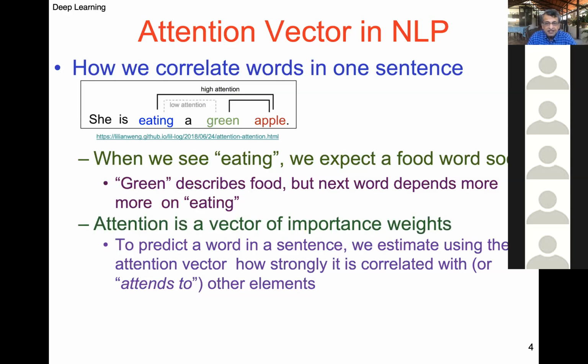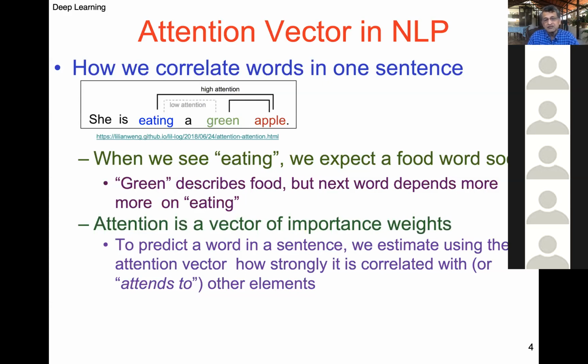So there is a certain degree of importance given between green and apple. We can say there is a degree of attention there between green and the last word. But there is a word eating which may have a higher attention, saying that is what is more influential in figuring out what this last word is, because it's about eating. So when we see the word eating, we expect a food word. Green describes food, but the next word depends more on eating. So the attention for that word apple is more with eating than with green.